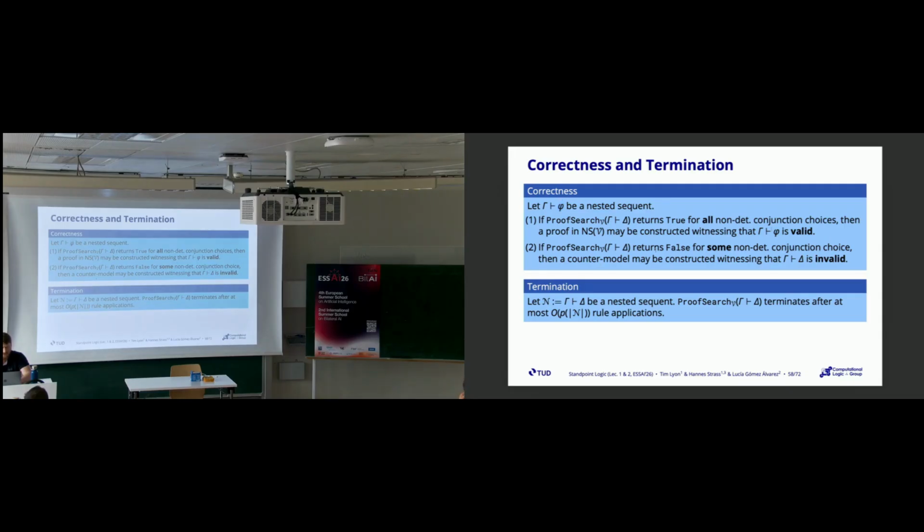And if it returns false, then one of these non-deterministic choices, one of these branches that was built, yielded a saturated sequent. And as I explained earlier with an example, that can be used to build a counter model of the input. So that means that the input is invalid. So we have soundness and completeness of the algorithm, or correctness, as it's called. And one can also show termination, that each of these branches, which are built based on these non-deterministic choices, are only polynomially big in terms of the size of the input. So this gives a coNP algorithm.